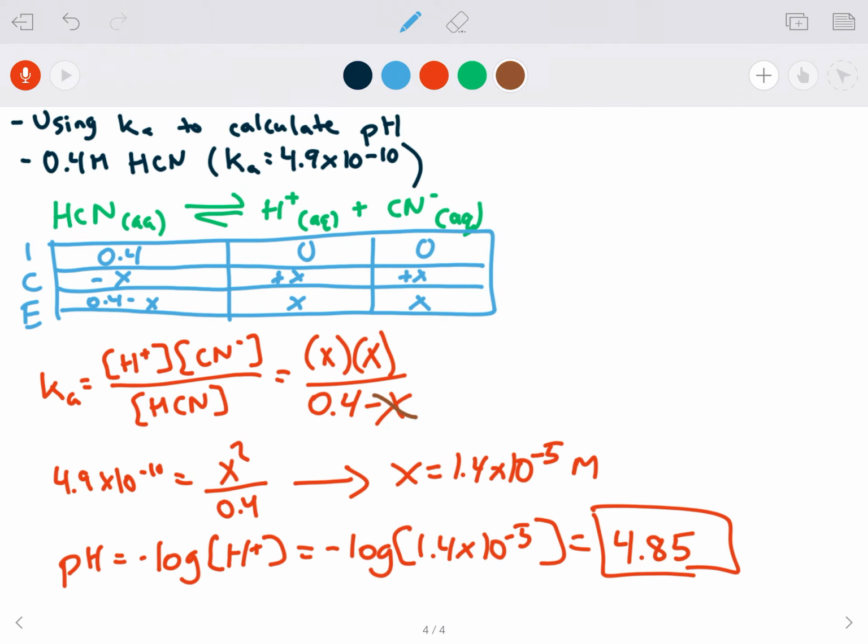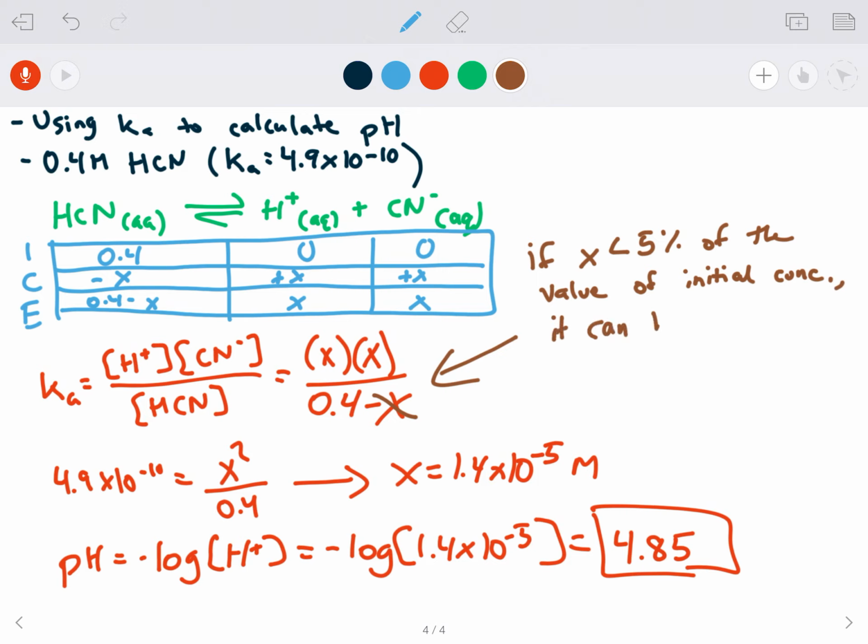So this rule I was saying here with the shortcut, in general, if X is less than 5% of the value of the initial concentration, it can be ignored. So often for these weak acid and weak base equilibria problems, because Ka is very small, you can ignore that change in X.